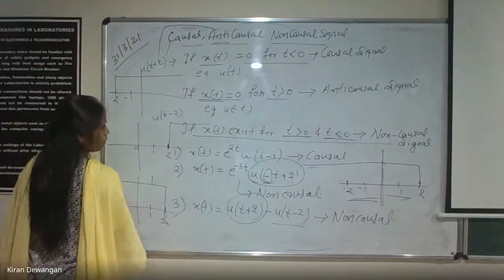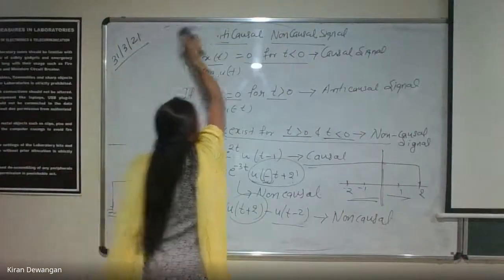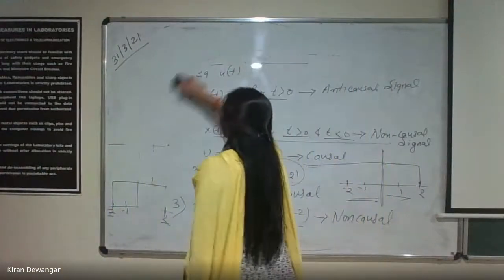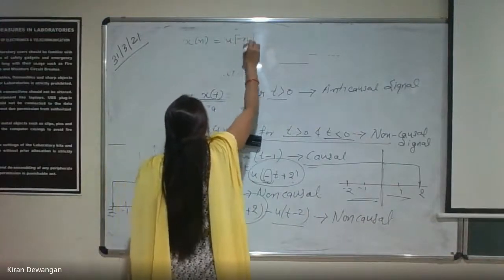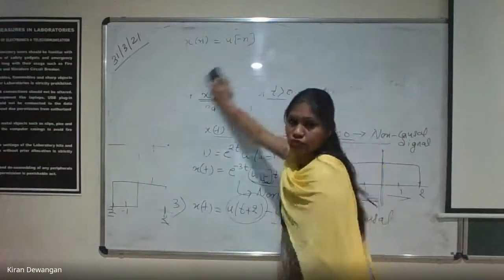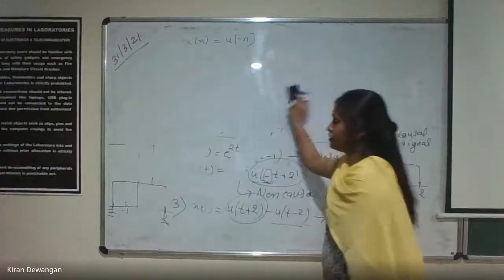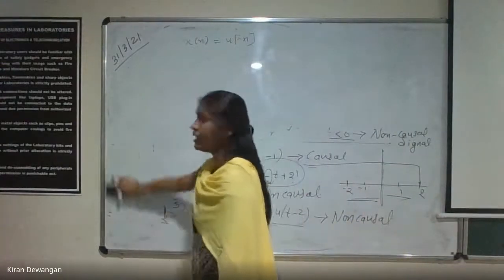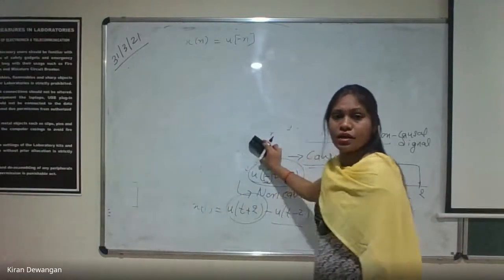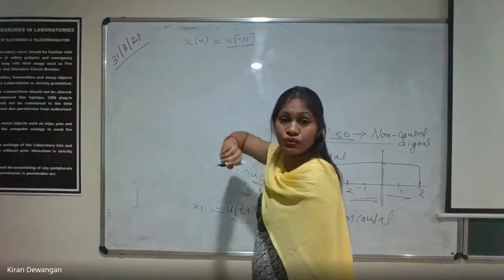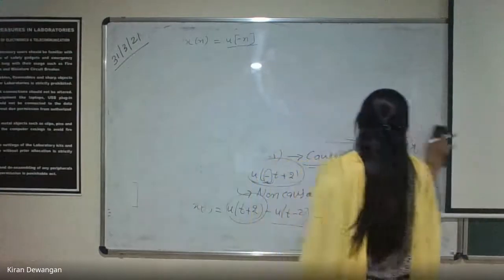So this is how we can find out whether a signal is causal, anti-causal or non-causal. What about u of minus n? If x of n is u of minus n, what is it? In discrete time also the same conditions are applicable. It will be anti-causal because it exists only for negative values of n. For positive values of n, it will be 0. Clear? Hence, it is an anti-causal sequence.